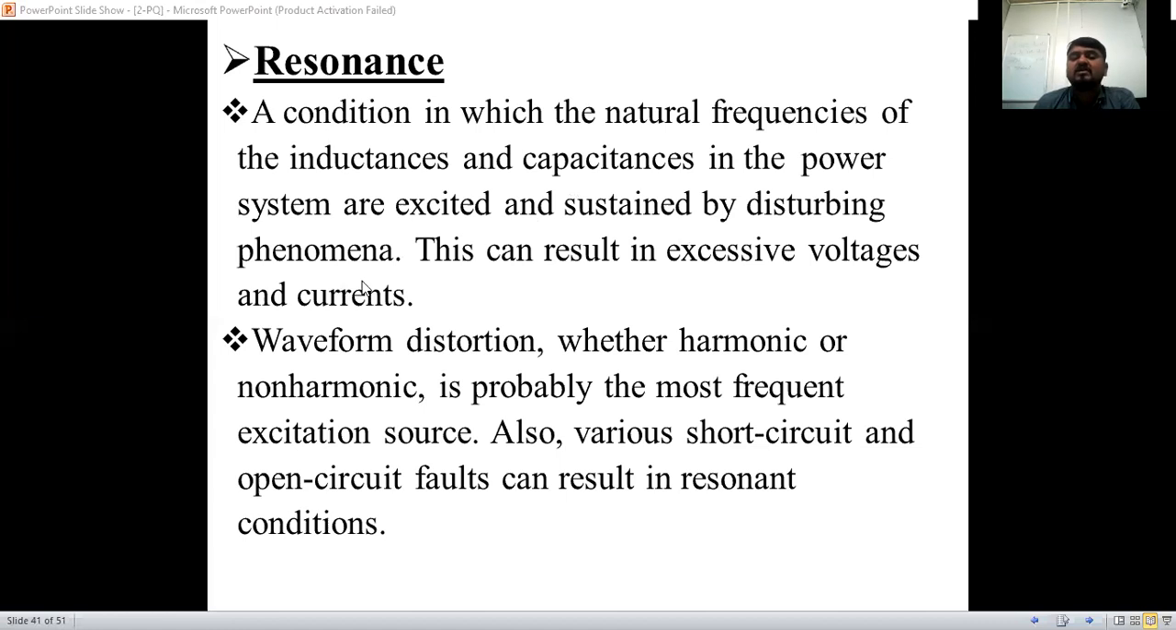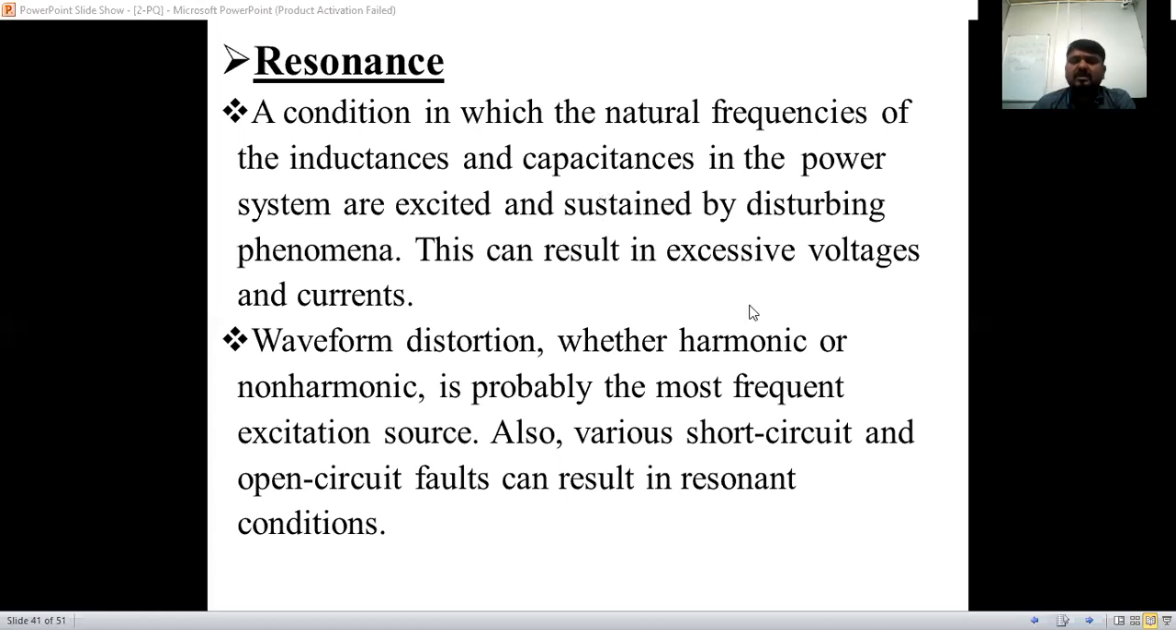Because of this, it can result in excessive voltages or currents. The voltage or current is going to reach an excessive value, so the value will increase. This condition is what we call resonance.